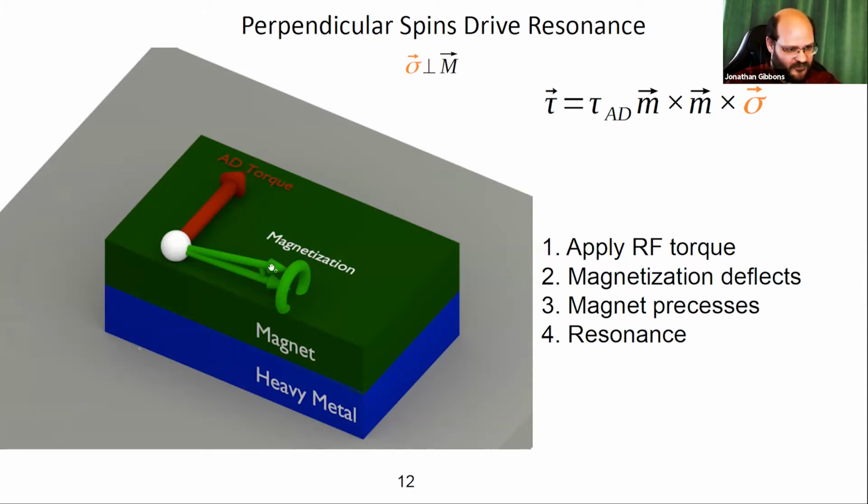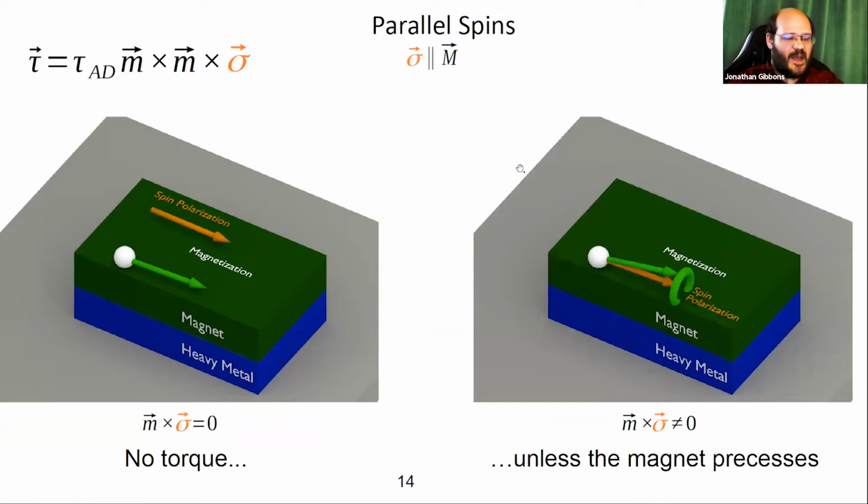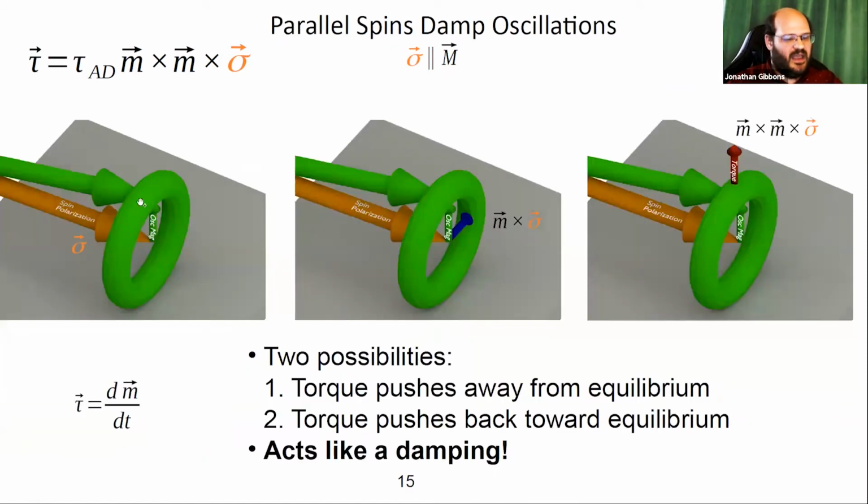If this is an RF torque, this will drive your resonance. So in fact, this is the component of the spins that we're seeing when we measure the ordinary STFMR. We're measuring the components with spin perpendicular to the magnetization, because that's what drives resonance. Now, if the spins are parallel to the magnetization, on the other hand, m cross sigma is 0. So ordinarily you'd get no torque, except if the magnet is already precessing. If the magnet has been kicked away from its equilibrium position, m cross sigma is non-zero.